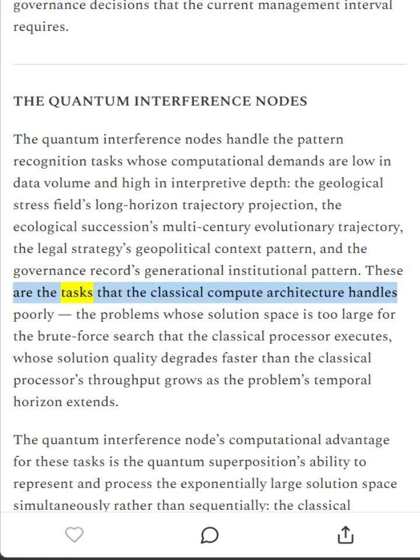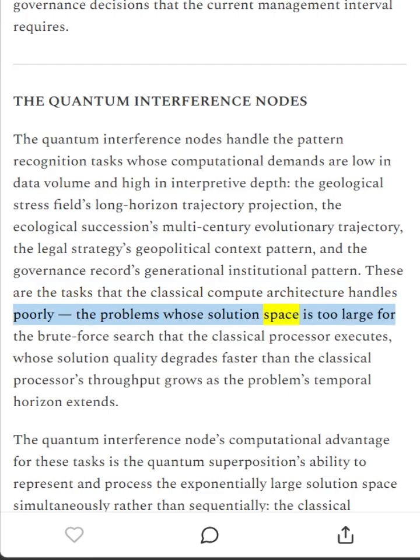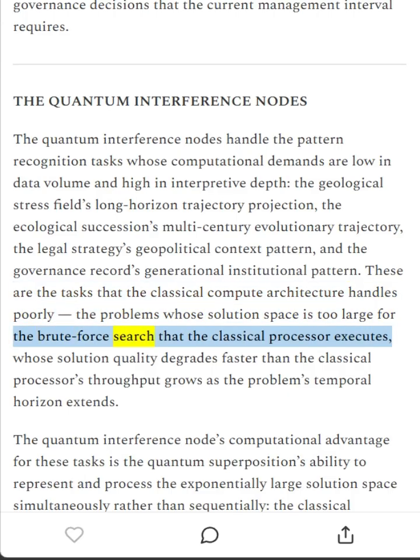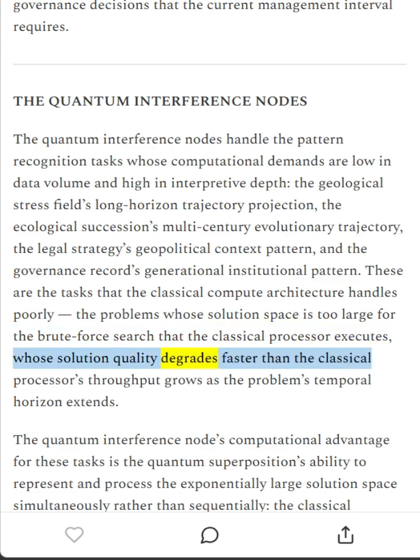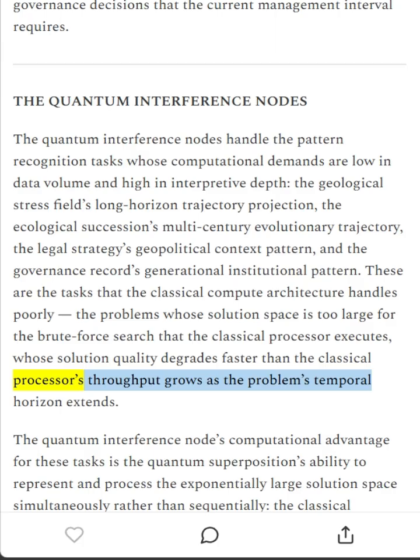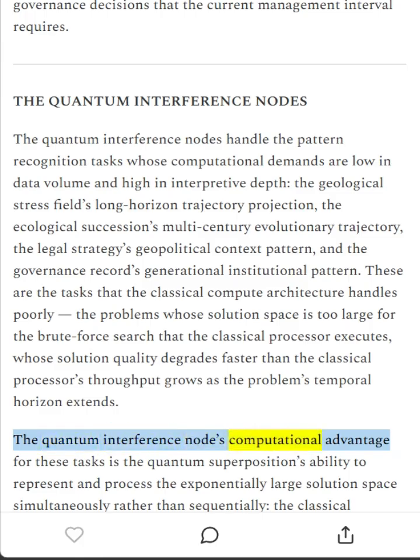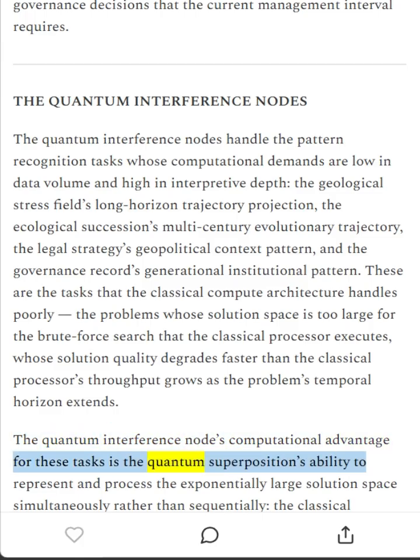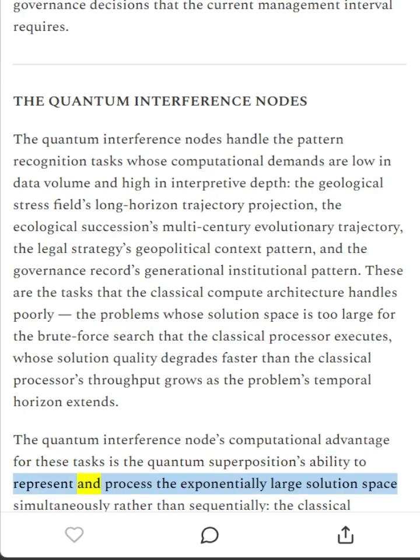These are the tasks that the classical compute architecture handles poorly, the problems whose solution space is too large for the brute force search that the classical processor executes, whose solution quality degrades faster than the classical processor's throughput grows as the problem's temporal horizon extends. The quantum interference node's computational advantage for these tasks is the quantum superposition's ability to represent and process the exponentially large solution space simultaneously rather than sequentially.